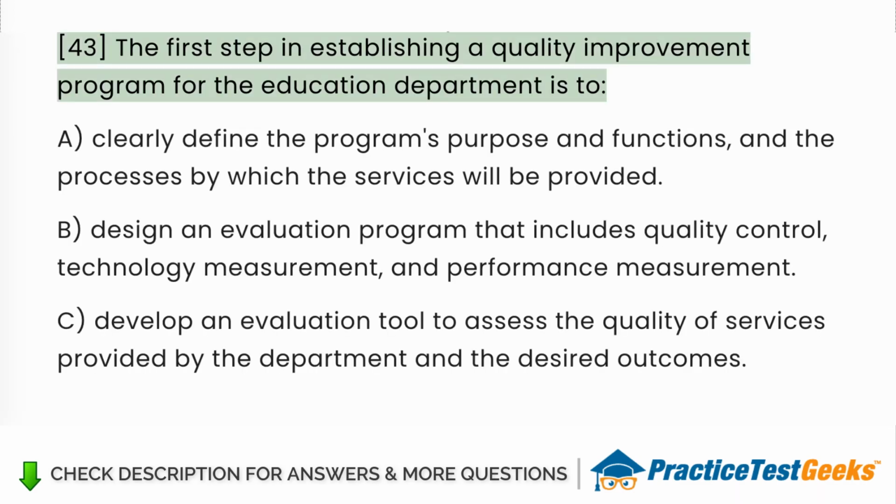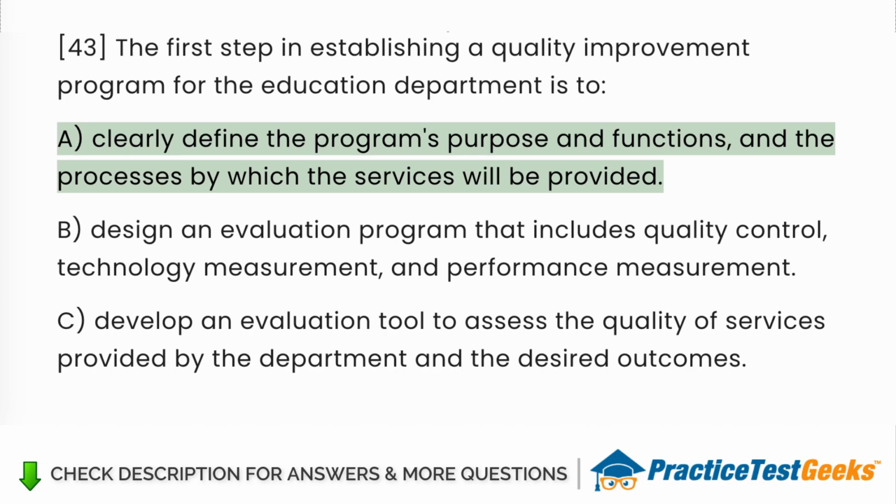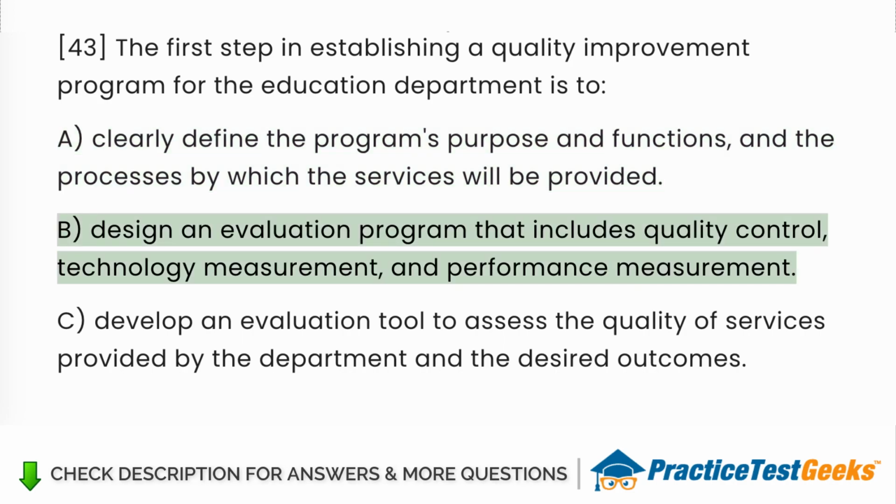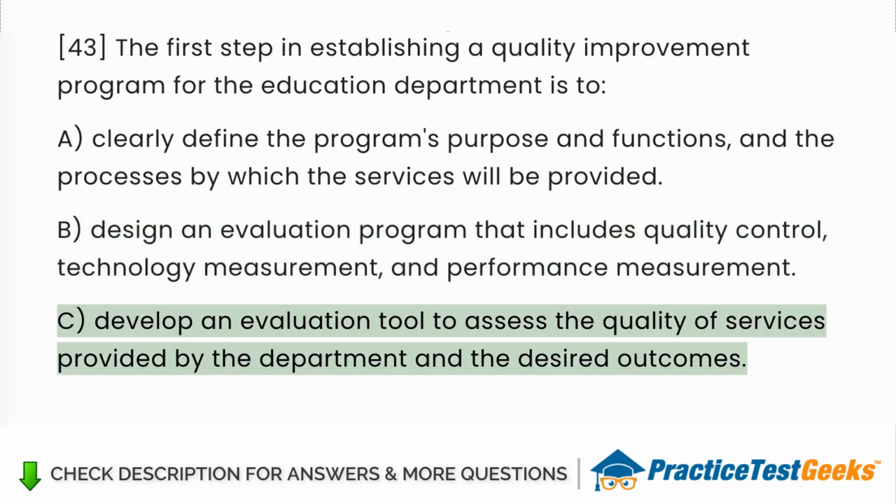The first step in establishing a quality improvement program for the education department is to: A. Clearly define the program's purpose and functions, and the processes by which the services will be provided. B. Design an evaluation program that includes quality control, technology measurement, and performance measurement. C. Develop an evaluation tool to assess the quality of services provided by the department and the desired outcomes.